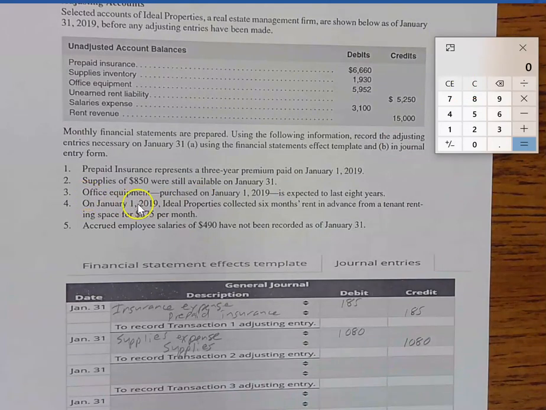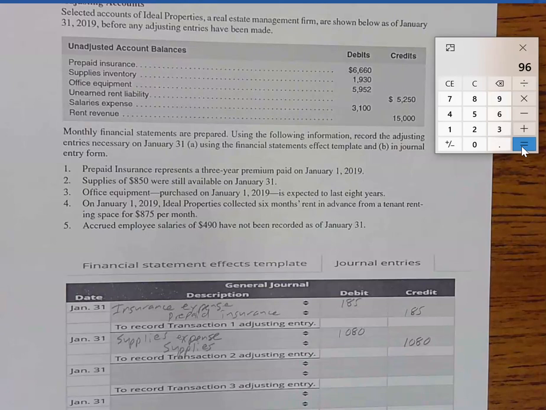All right, office equipment purchased on January the 1st, so we also just bought this, is expected to last 8 years. So here is our balance, and we are going to need this, $59.52. And then, let me clear that out. 8 years, that's a long time. 8 years times 12 months is 96.